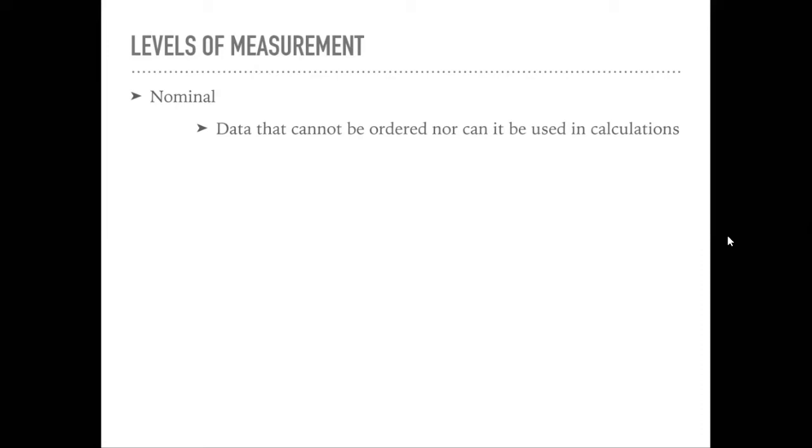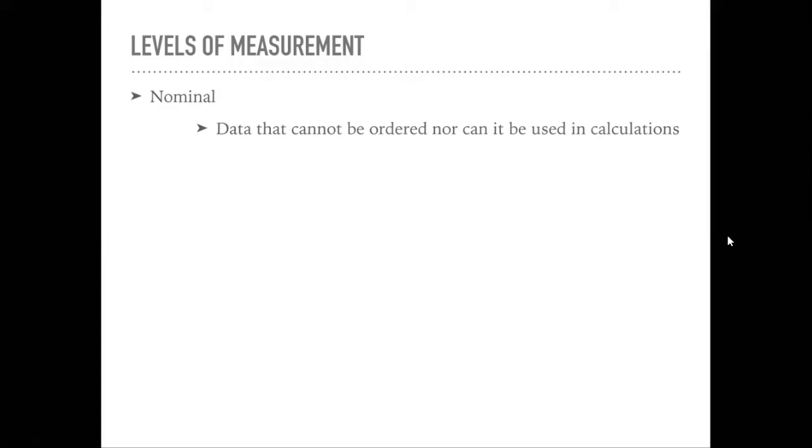So this could be, what's a good example here? This could be different breeds of dogs. Very clear-cut categories, right? We can have one extra category for mutts, where we don't know what's been bred into them. But there's clear-cut categories, and unless you're biased and you like a certain breed of dog, there is no order to which breed of dog is better. So this is data that cannot be ordered, nor can it be used in calculations. It's just putting things in categories.